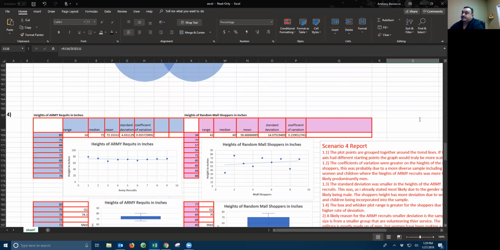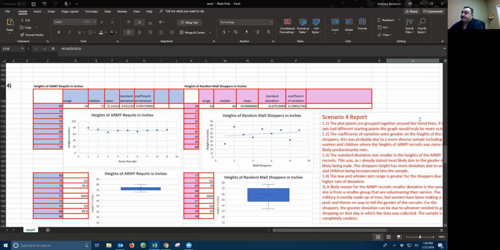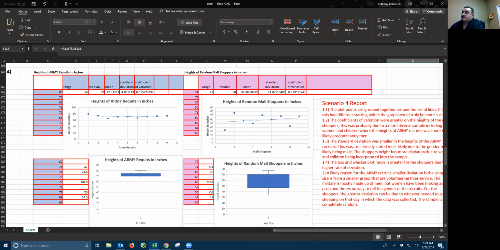So, moving along to number 4. This is where we have our heights of our Army recruits and the heights of our mall shoppers. We have our scatter charts with our trend lines. We have our box and whisker charts. We have our range, our median, mean, with our formulas.